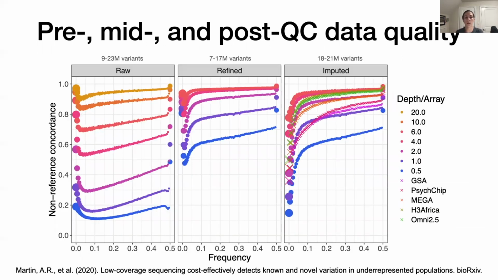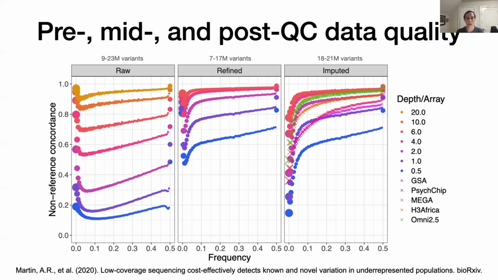So this is the summary of the results of data quality that we found. In the left panel, we're seeing the raw data that came out of GATK or a data science platform. In the middle, we're seeing the refined genotype variants from the low coverage sequencing data. And on the right, we're seeing the imputed variant calls. So on the right, we have a comparison of both the different GWAS arrays that we compared, as well as the low coverage sequencing data.